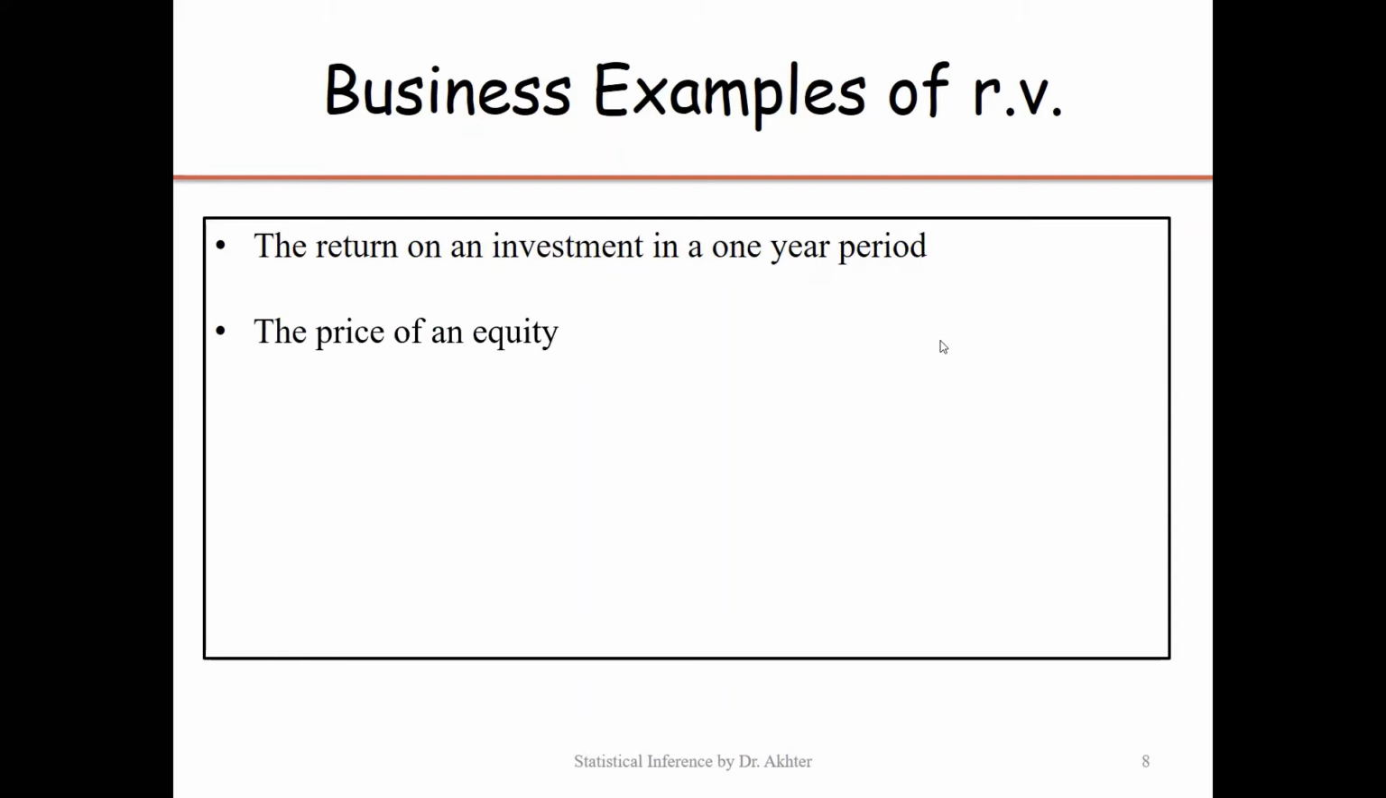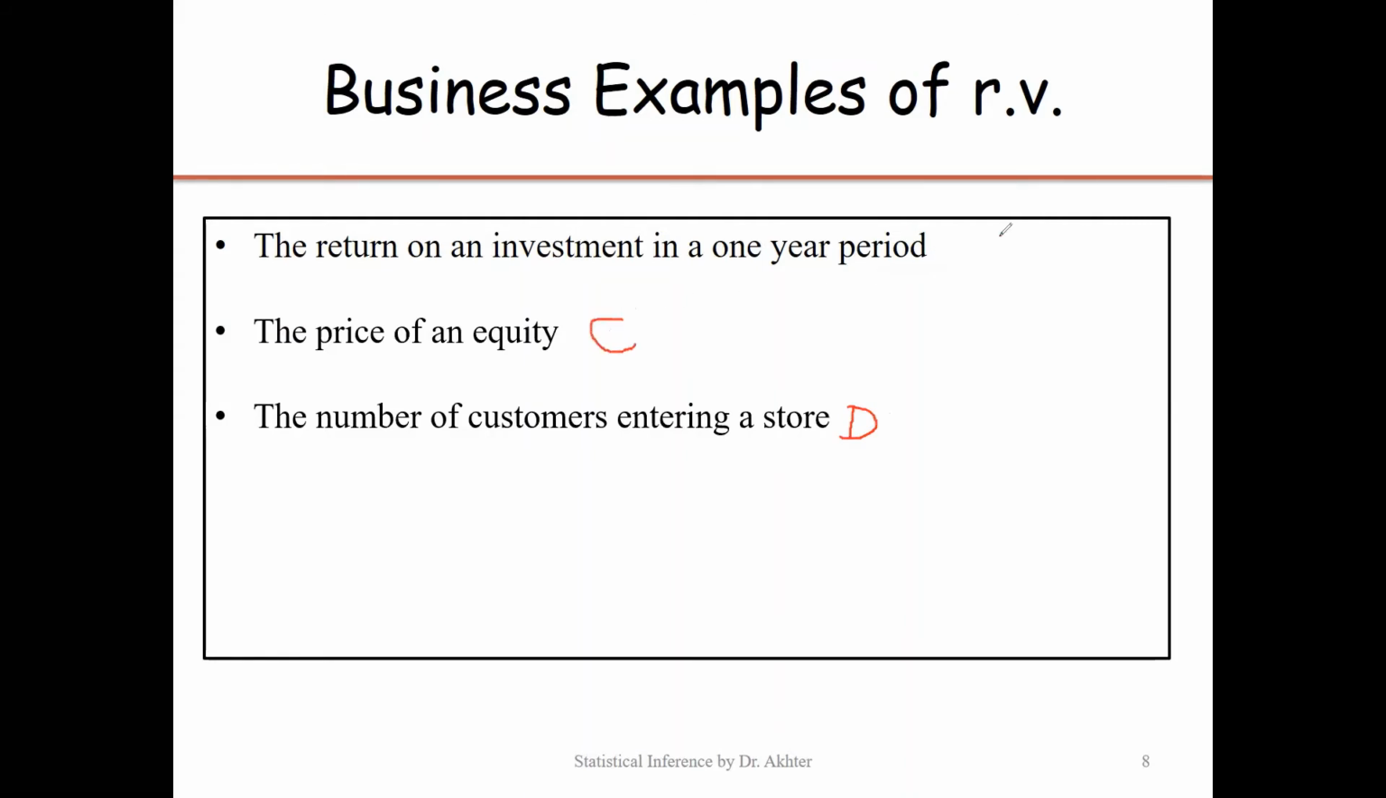Now, the price of an equity is also an example of a random variable. The number of customers entering a store is an example of a random variable. The price is an example of a continuous variable because price is continuous. While the third one is a discrete variable because the number of customers entering a store may be 50, maybe 400, maybe 200, maybe 100. So this is a discrete random variable. This is discrete, while this is continuous.